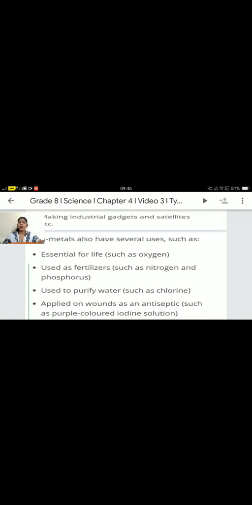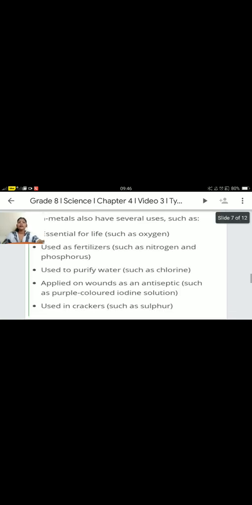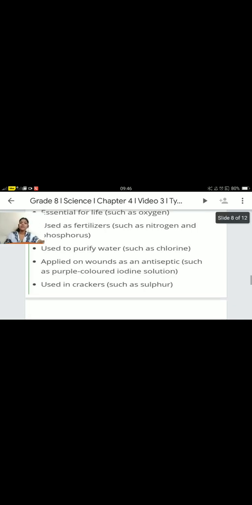Now what about the non-metals? Non-metals also have several uses. They are essential for life, such as oxygen. They are used as fertilizers, such as nitrogen and phosphorus in your soil. They are used to purify water, such as chlorine, because we add chlorinated tablets or chlorine solution. They are applied on wounds as an antiseptic lotion, such as purple colored iodine solution, and used in crackers, such as sulfur.